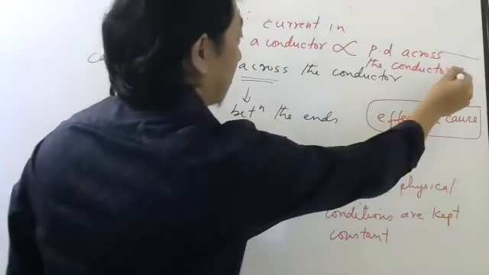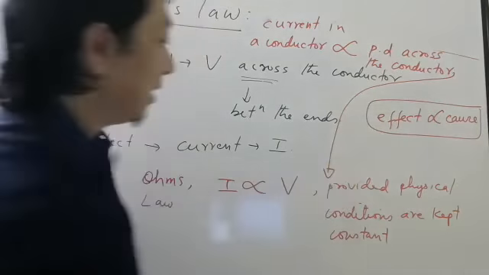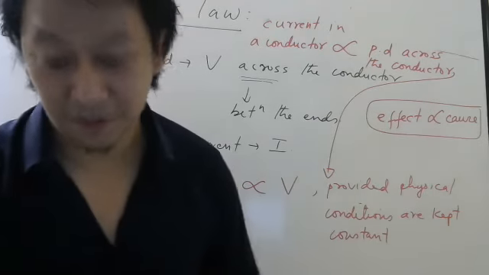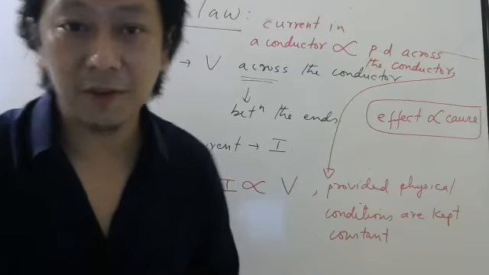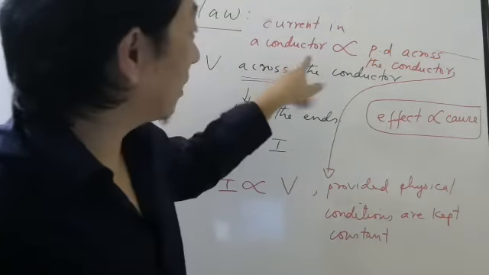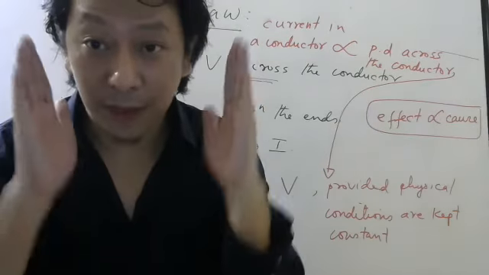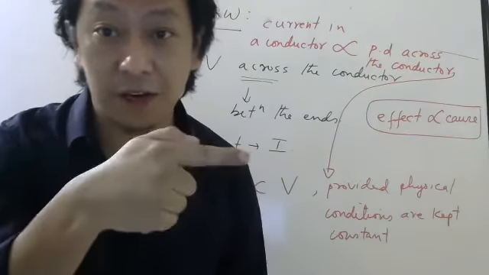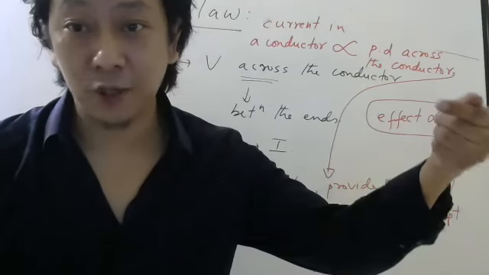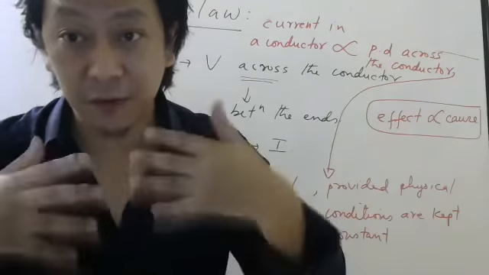Then you have to write this part: provided physical conditions are kept constant. So current in a conductor, and already I have given you the significance of this, why it is like that. When you apply potential difference, there will be electric field. Because of electric field, electrons will feel a force. Because of force, it will accelerate.